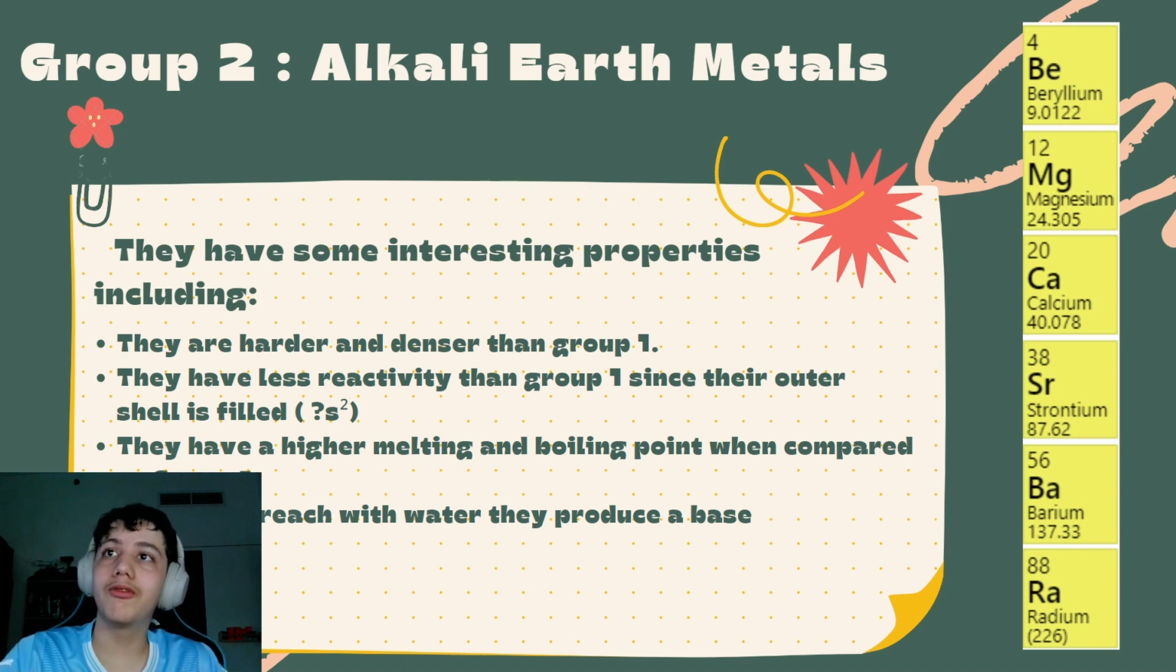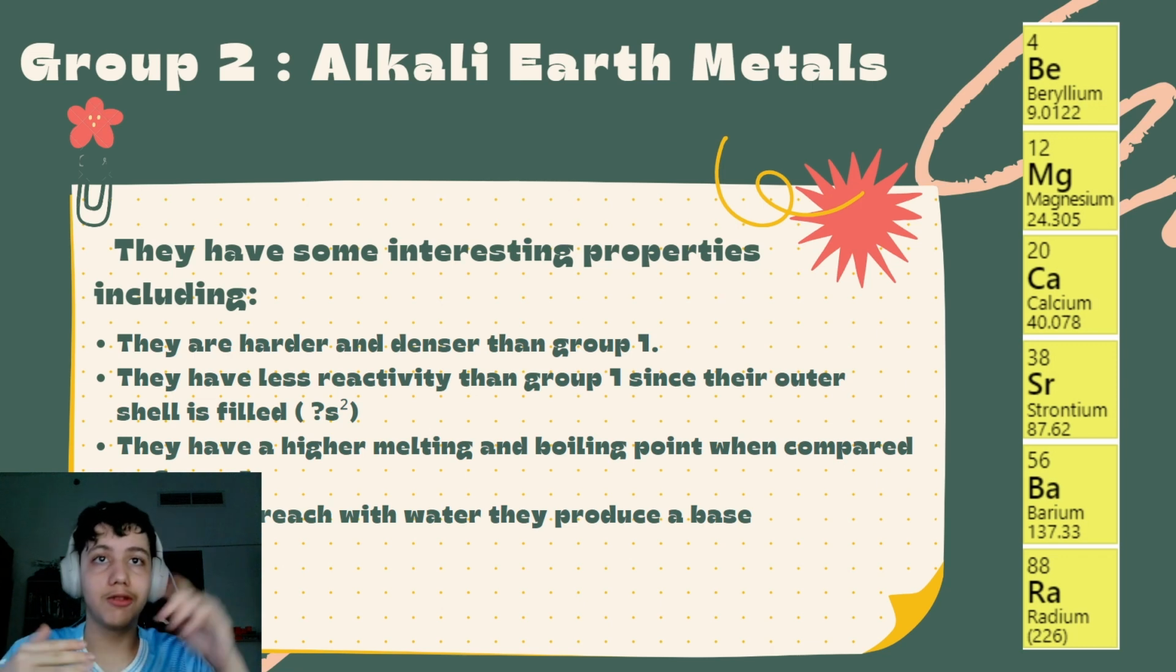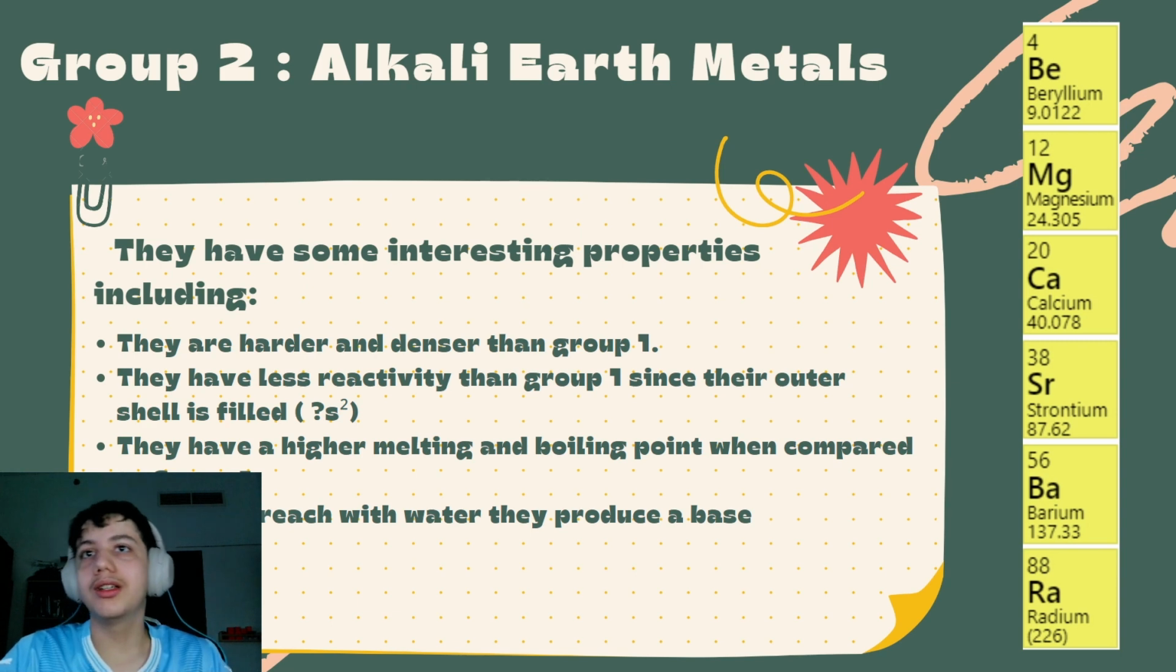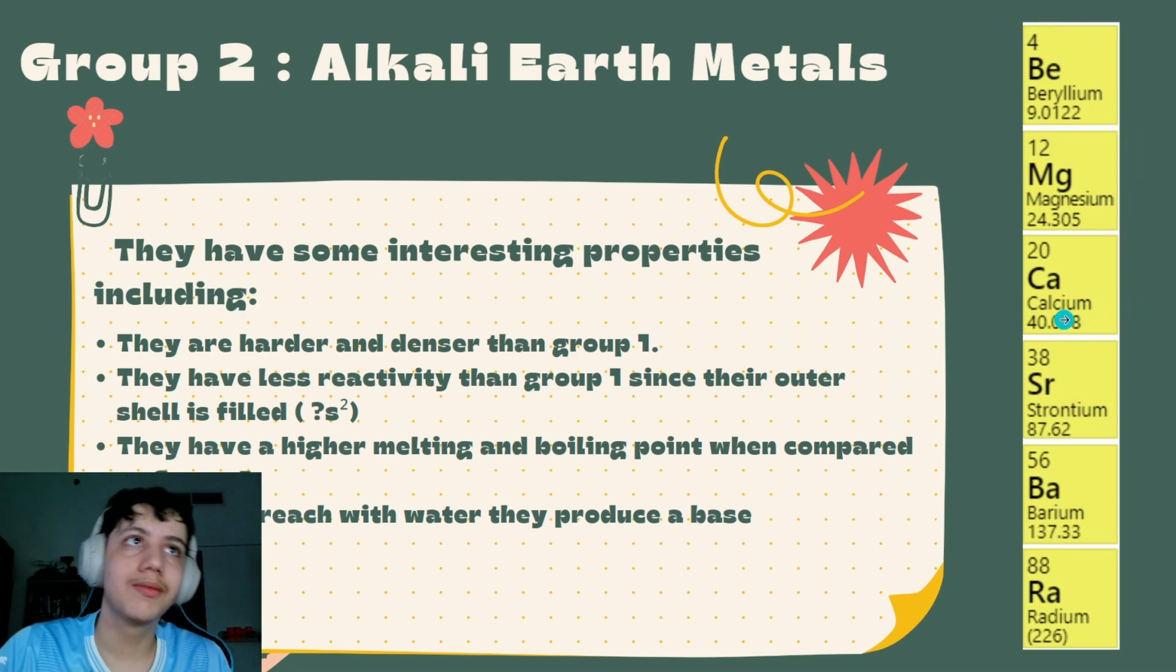And they are less reactive because, as I said earlier, alkali metals fill the s1 orbital. This is the s2. And as we know, the s orbital can only hold 2 electrons. So this is a full orbital, so it's not going to be very reactive. They have a higher melting and boiling point when compared to group 1 because, as we said earlier, they're harder and denser metals than group 1. And just like group 1, when they react with water, they produce a base. That's why they're called alkaline earth metals.